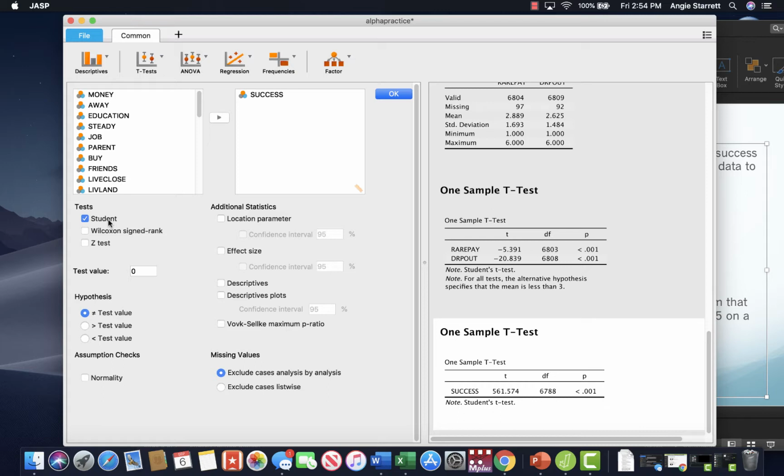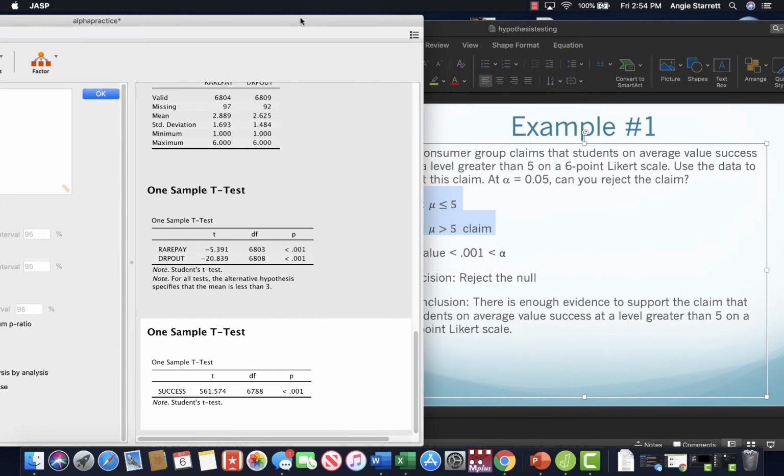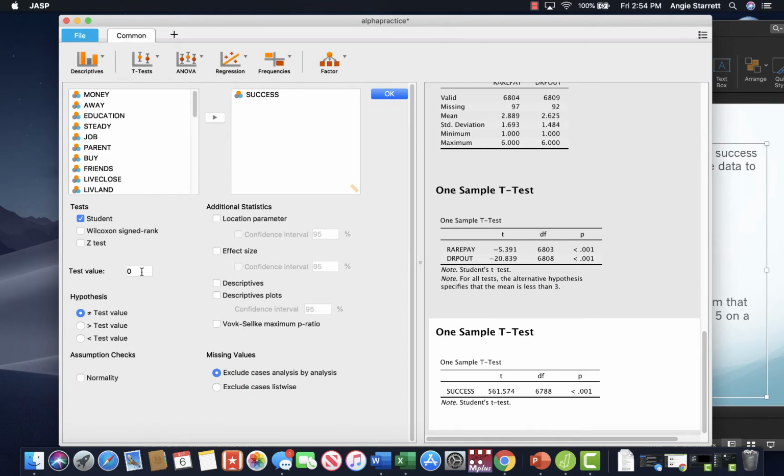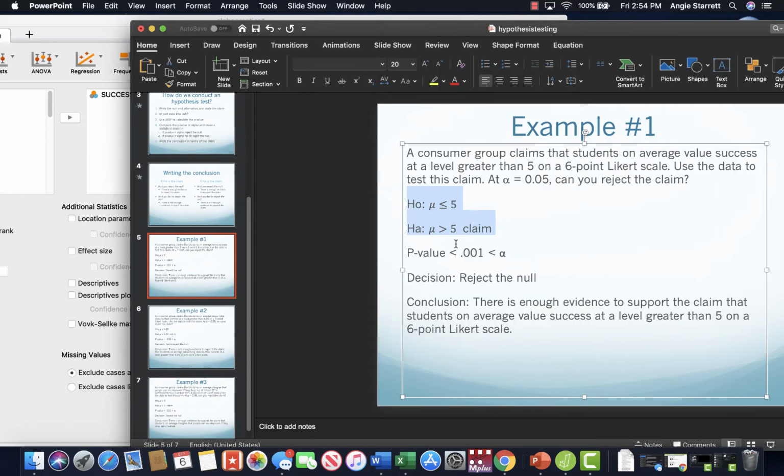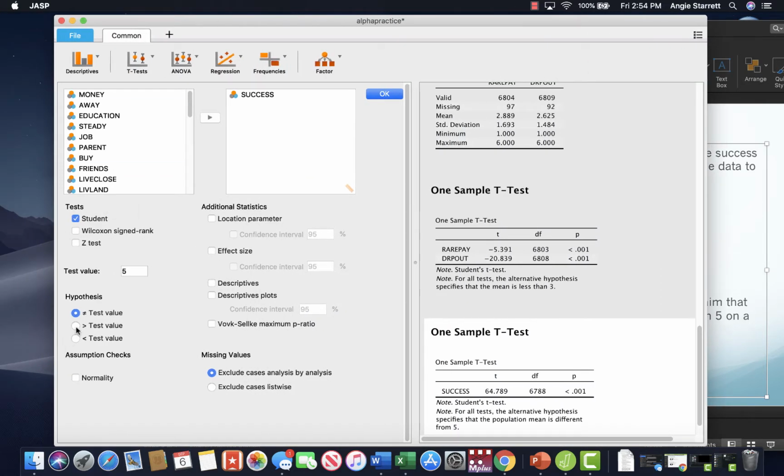This is the t-test. The test value is the claim. So what is our claim? The claim value is 5. And for hypothesis, are we testing not equal to, greater than, or less than? This is your alternative. Let's look over here. We are testing greater than. So we go back over here and check greater than.